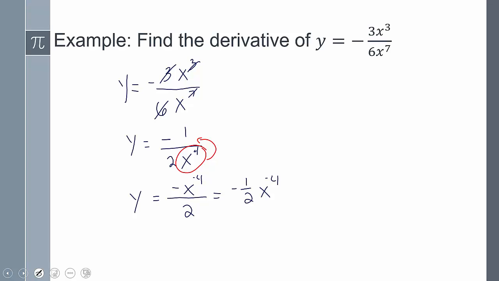And then taking the derivative, multiply these two values together. So 1/2 times negative 4 gives me a positive 2. And then x to the negative 5th, that's going to go in the denominator. And so I'm going to get 2 over x to the 5th.